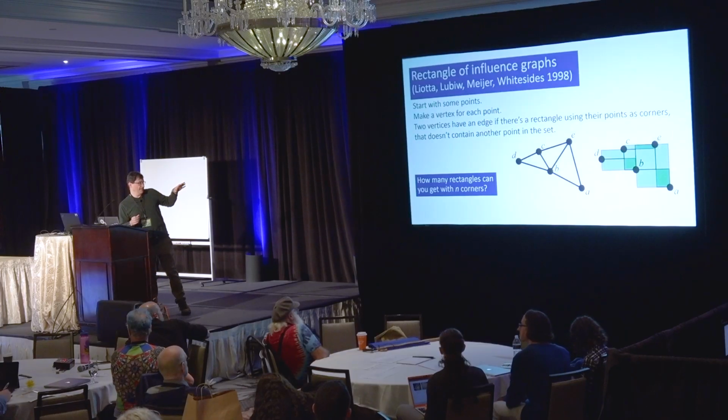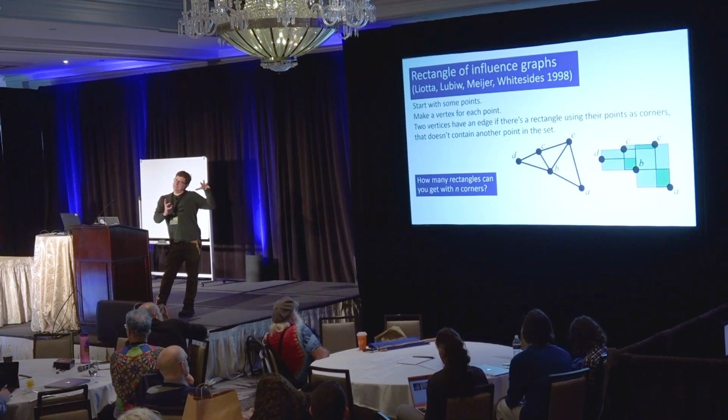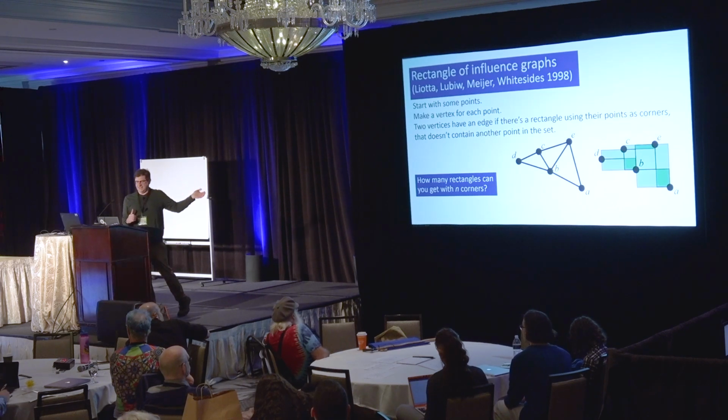Here's the second idea. These things are called rectangle of influence graphs. So it's changed up a little bit. Now the vertices of the graph are points instead of rectangles. The edges are rectangles between the points. So you think of these 5 points as corners. Say A and B, for example, are opposite corners of a rectangle. You make a rectangle between them. That puts an edge in the graph.